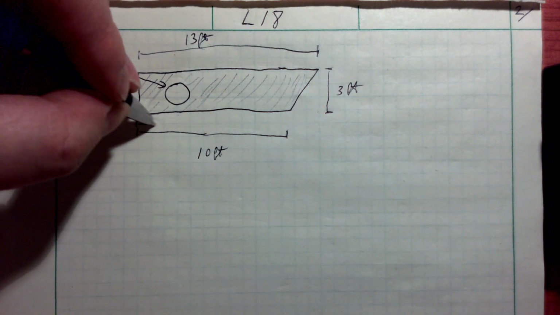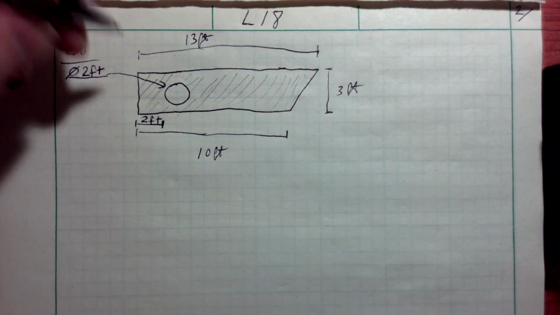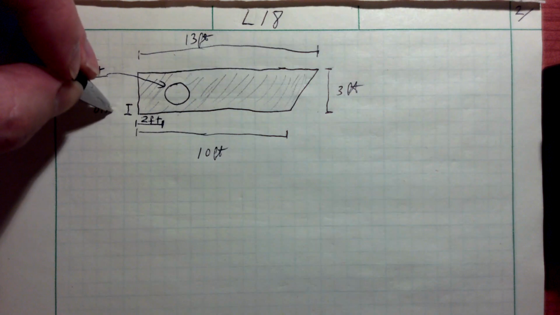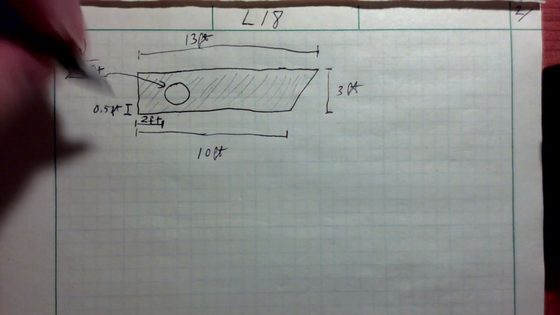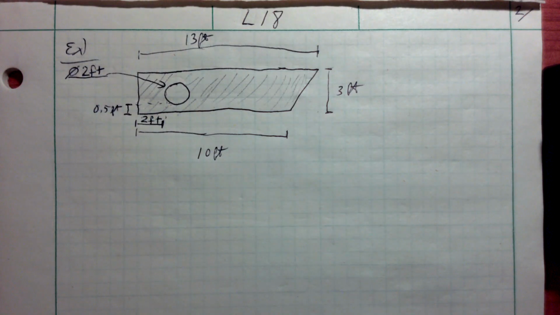And I do need to know kind of where that circle is located. So let's say to the edge of that circle, we'll say that's 2 foot, and then maybe up to the bottom of that circle is 0.5 foot. Okay, so that tells us where the edge of that circle is located. And the problem's probably going to ask something like, find the centroid of the shaded area.